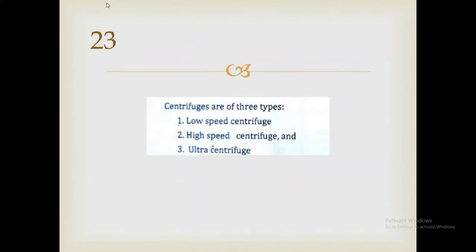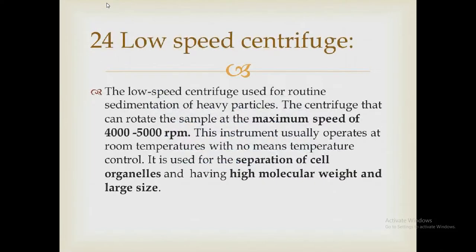For this process, there are three types of centrifuge available. First is the low speed centrifuge, second is the high speed centrifuge, and third is the ultra centrifuge. So it is divided into three. First is low speed; we will see the RPM afterwards. If it is moving with a very low speed, then we can say it is a low speed centrifuge. If it has a higher speed than the first one, it is a high speed centrifuge. And if it has more speed than high speed, we say it is an ultra centrifuge.